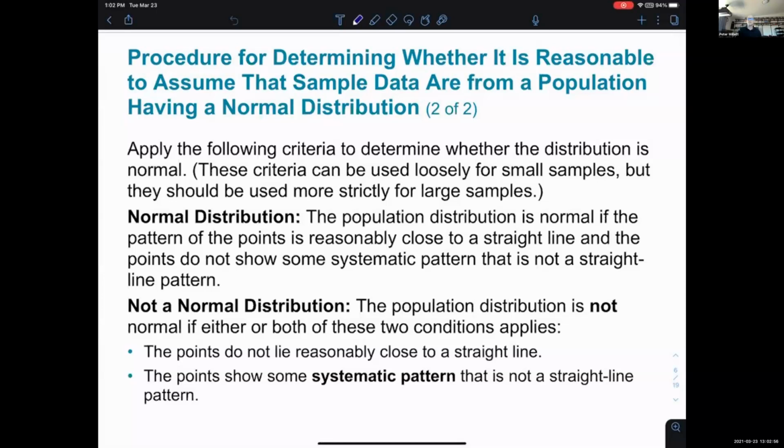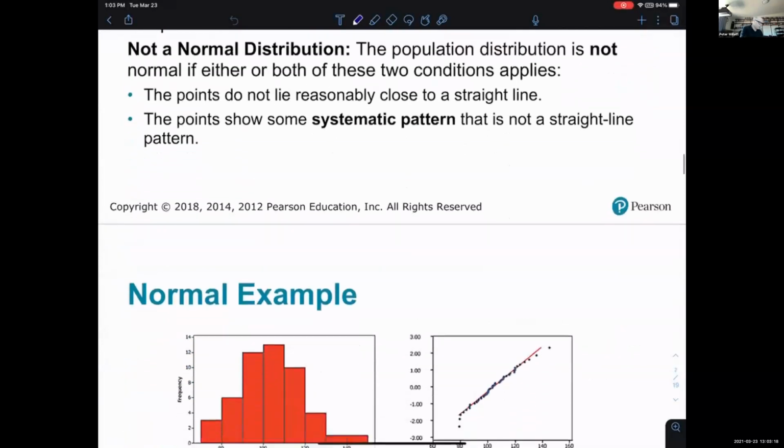The population distribution is not normal if either or both of these 2 conditions applies. The points do not lie reasonably close to a straight line. Again, this is on a normal quantile plot. The points show some systematic pattern that is not a straight line. So we need to look at graphs to develop this judgment sense, this sense of looking at the graph to make these conclusions. So let's proceed.